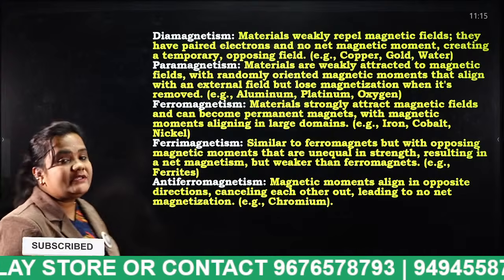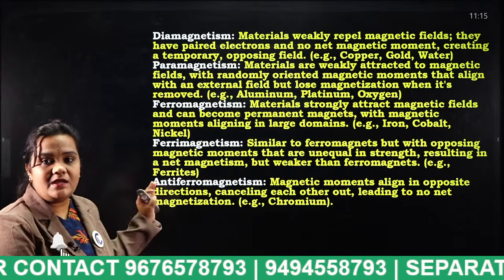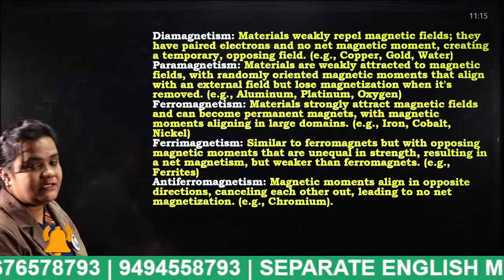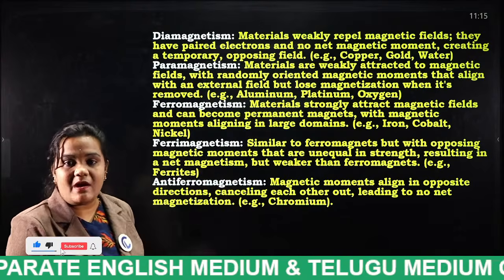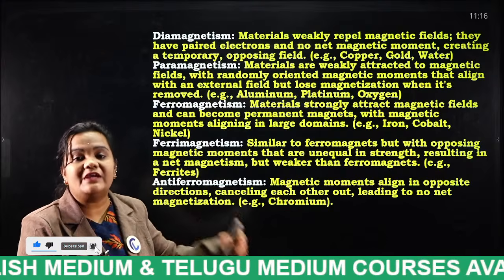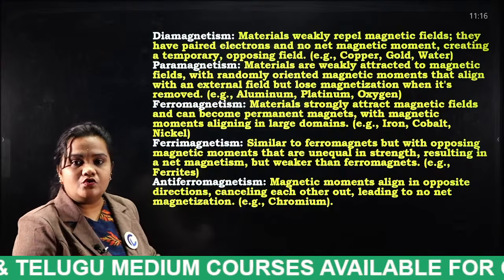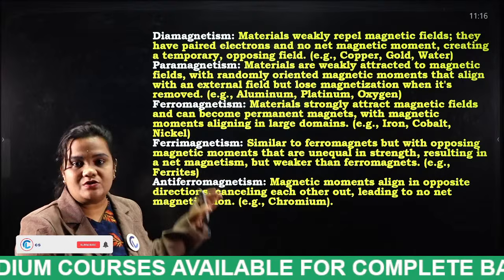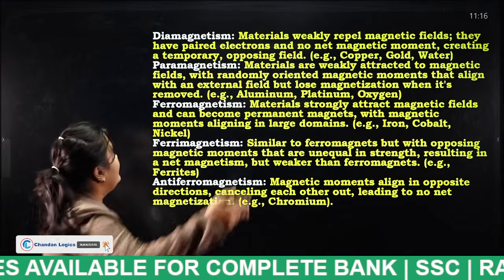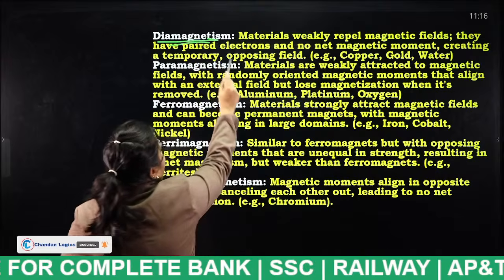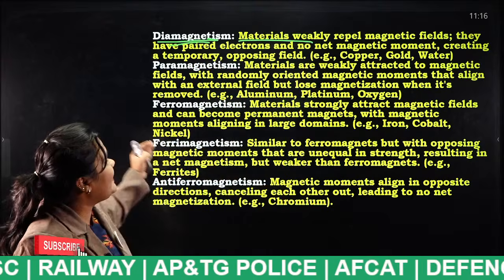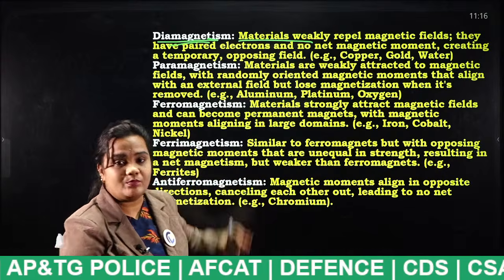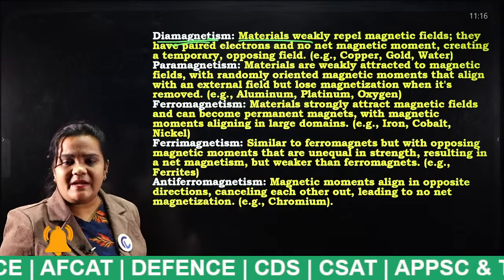Now we are going to discuss each and everything in detail. First thing is diamagnetism. As I told you already, diamagnetism and paramagnetism are weak. They have weak magnetic power. So let us discuss the examples for this type of magnetism. Diamagnetic materials weakly repel magnetic fields. They have paired electrons and no net magnetic moment. So what is happening here?